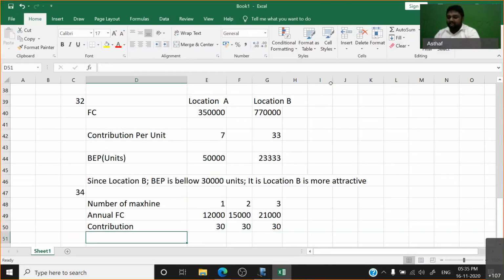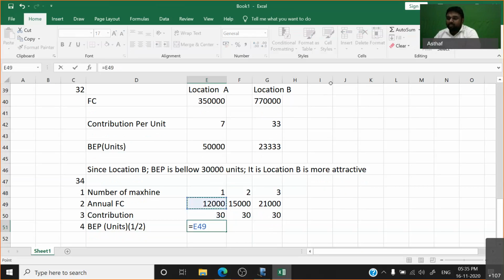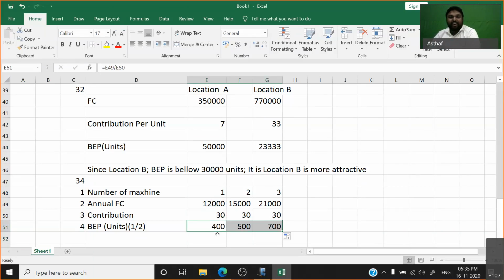So we got the fixed cost and the contribution. What will be the break-even point in units? 12,000 divided by 30,000. Your break-even points are 400, 500, and 700. So you got the answer.